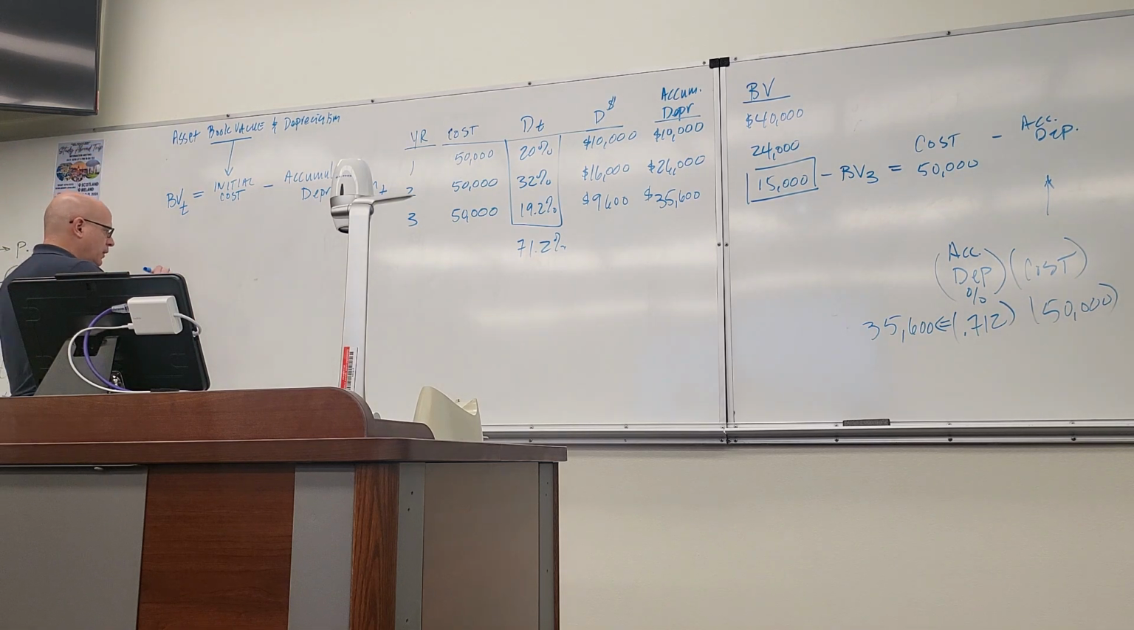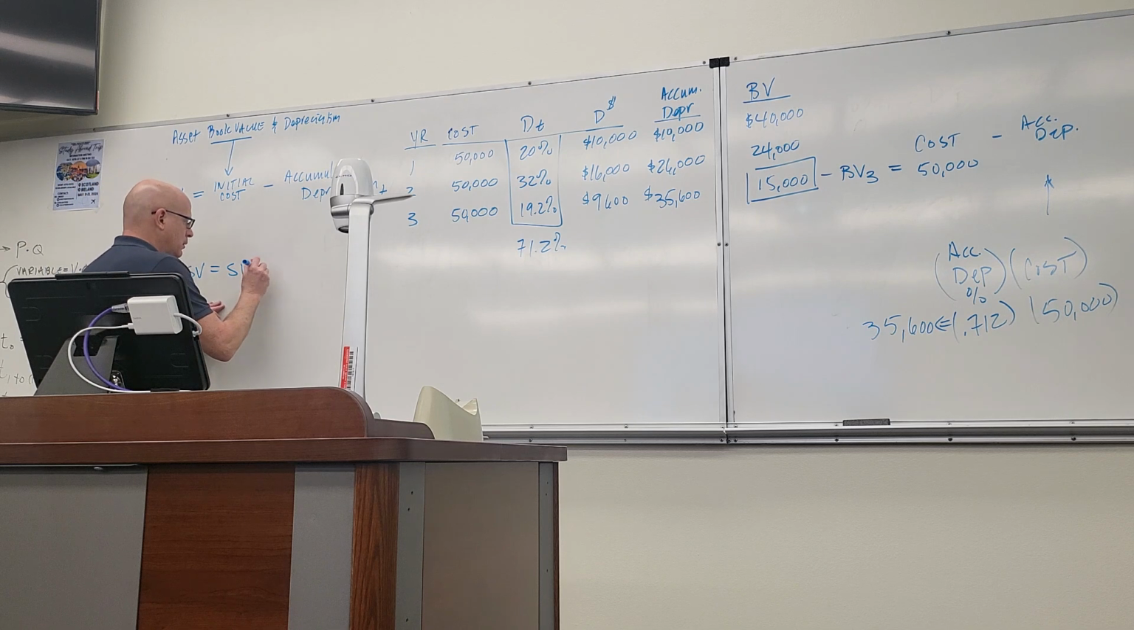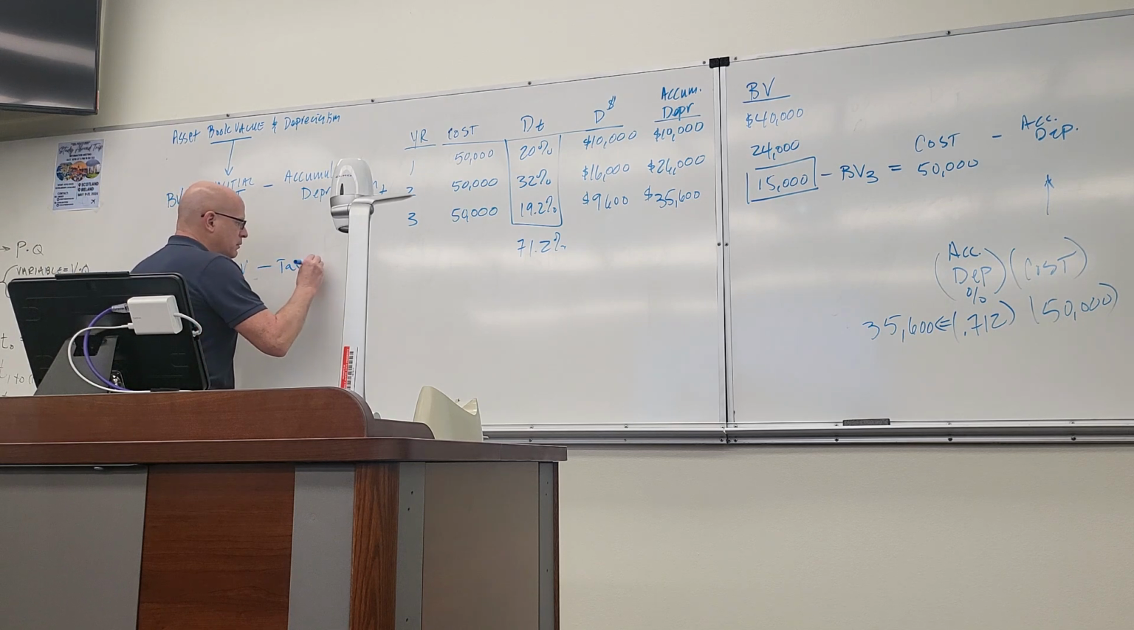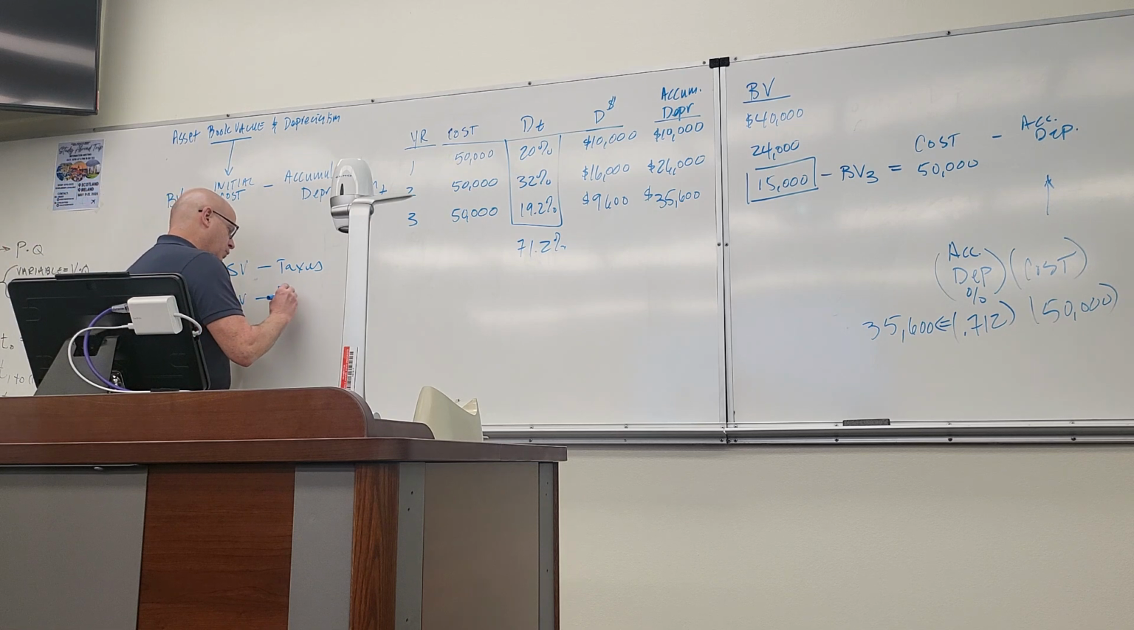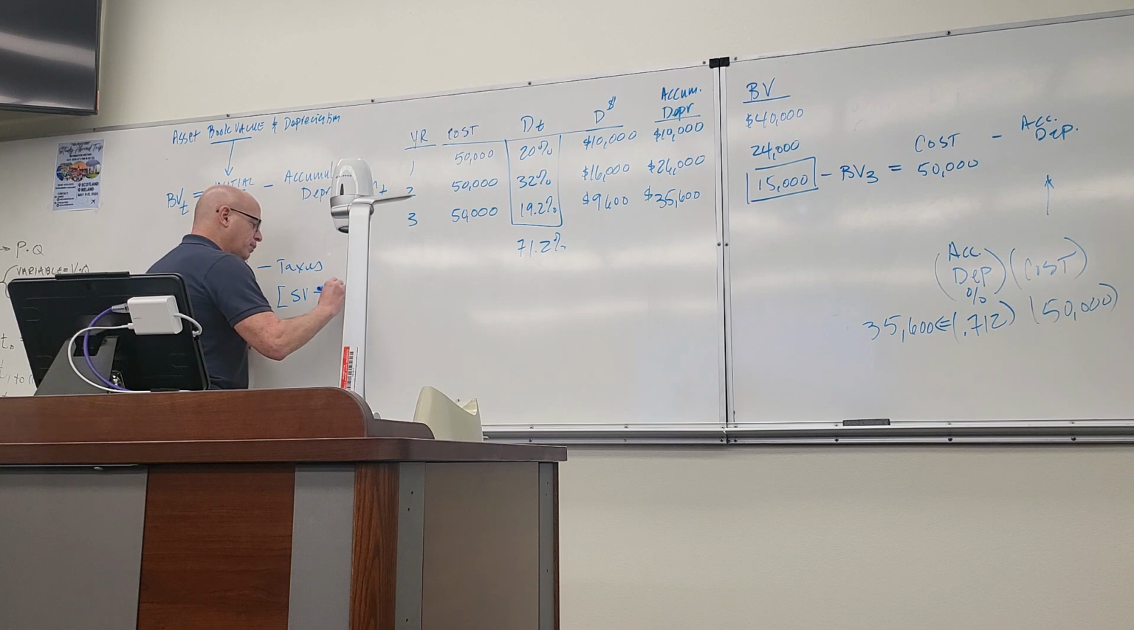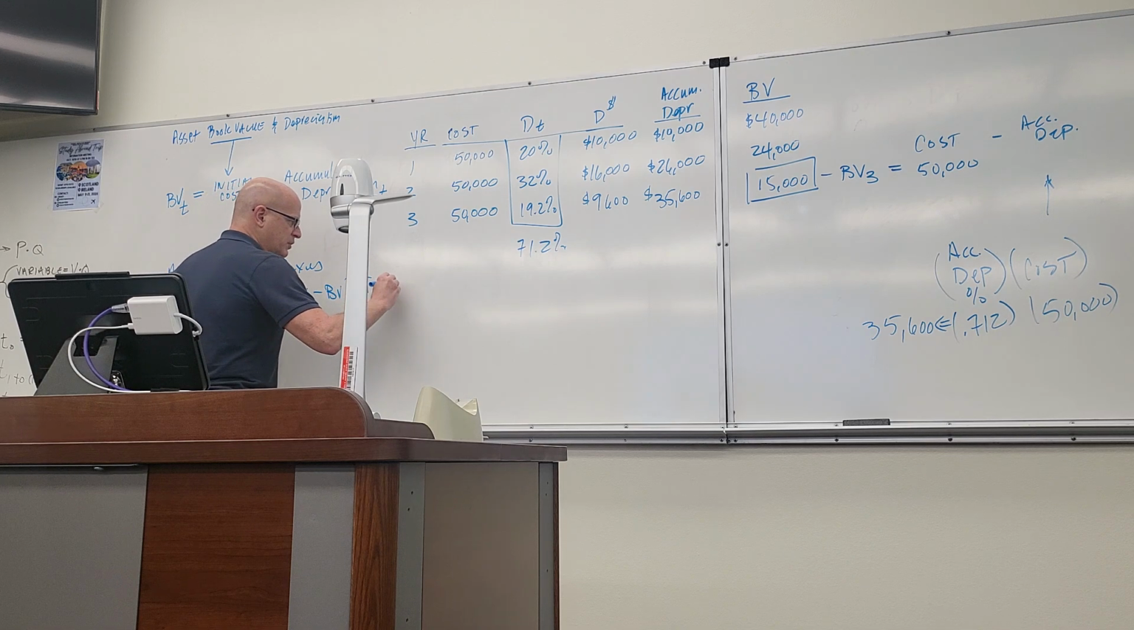So here's what we're going to do. After tax salvage value, ATSV, is going to be our salvage value, what we think we're going to get when we sell this equipment, minus any taxes. That's simple. Here's how we get the taxes. We're not going to do it like NOPAT. We're not going to take salvage value times 1 minus our tax rate. We don't do that. Here's what we do. We take our salvage value less our book value times our tax rate.